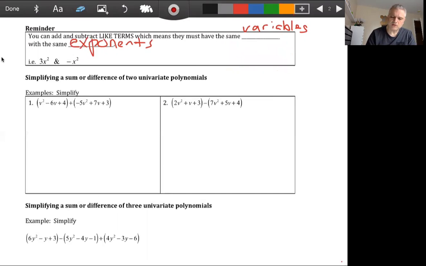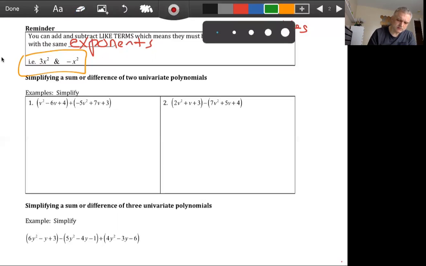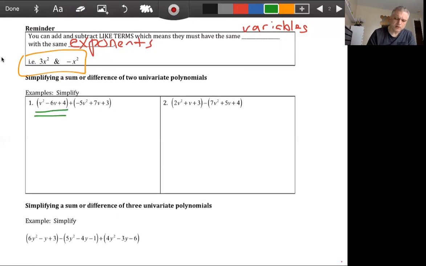The little example that is given to you over here, you have 3x squared and negative x squared, or negative 1x squared. So if you look at those, you say they both have x, and those x's both have 2 for the exponent. So yes, they are like terms. I can add them, I can subtract them. And that's what you can do with like terms. So let's look at that. Let's add two polynomials. We have first polynomial, second polynomial. All right, so you can only add the like terms.